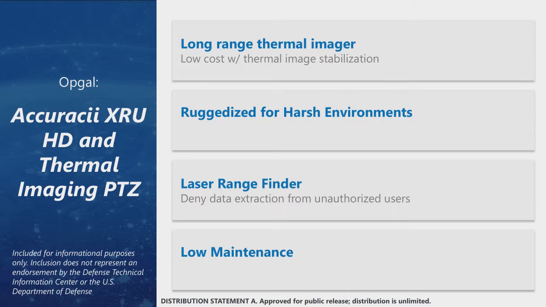Opt-out accuracy, XRU, HD and thermal imaging, point tilt zoom. That's PTZ. So that one has a long range thermal imager. It picks up a thermal image, a lot of it coming from the battery pack and the motors. It's ruggedized for a harsh environment, and it has a laser range finder.